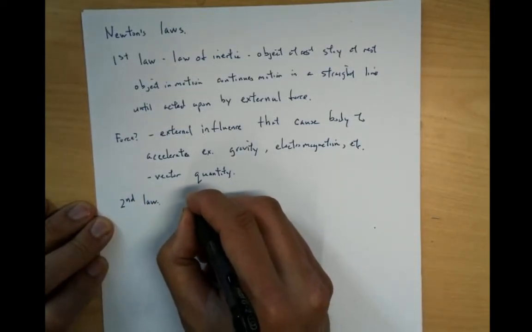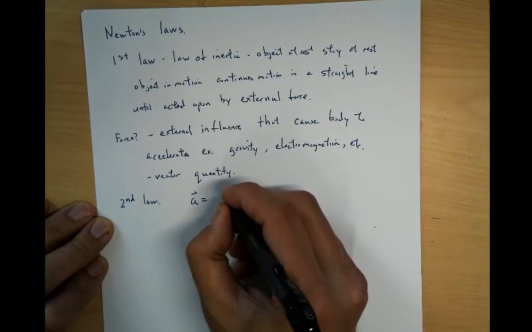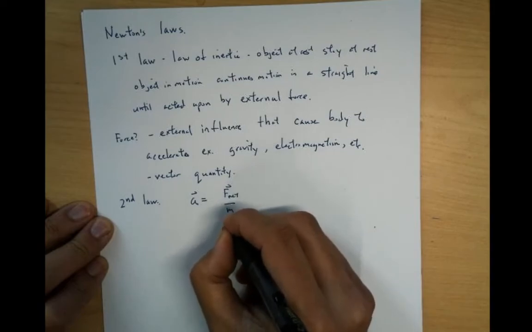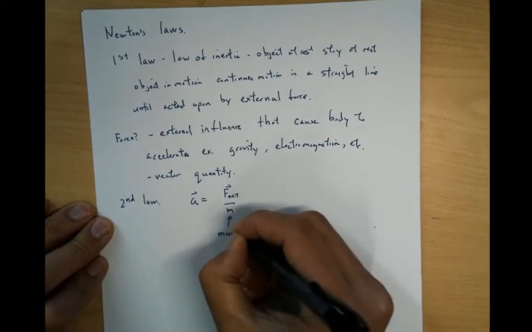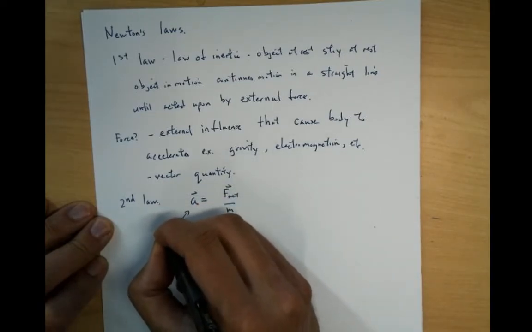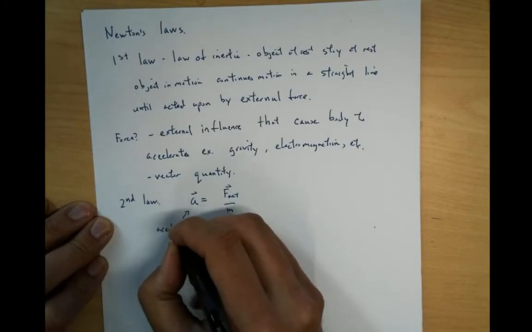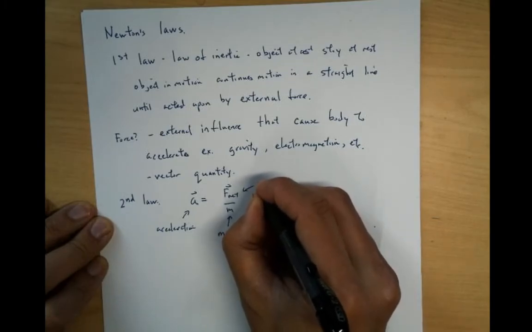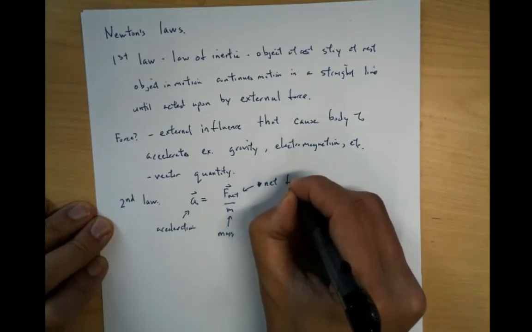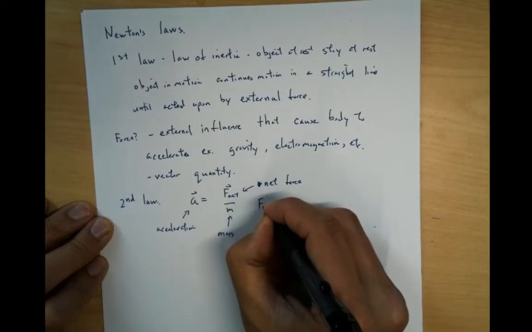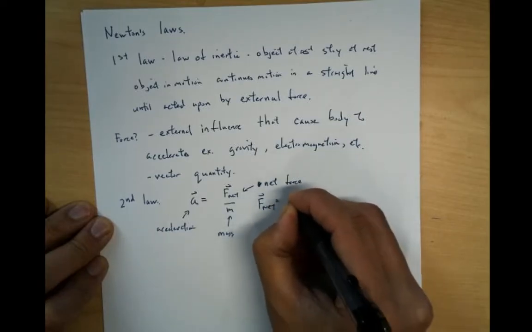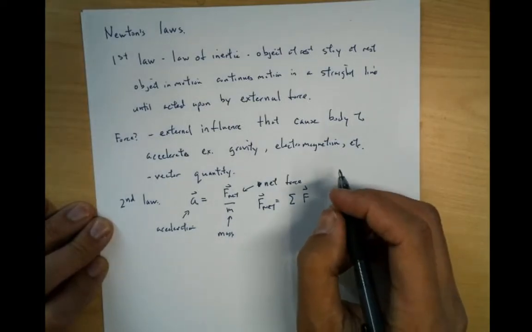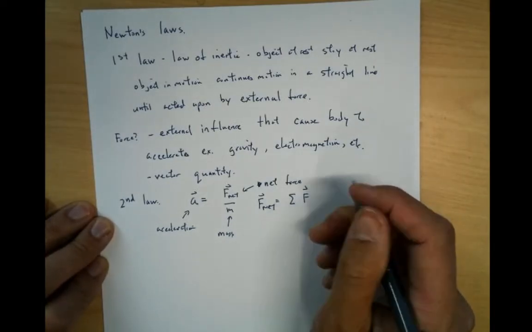And that's actually pretty simple. The acceleration is equal to the net force divided by the mass. So that's the mass of a body, it's the acceleration, and that's the net force. And net force is the vector sum of all the forces.